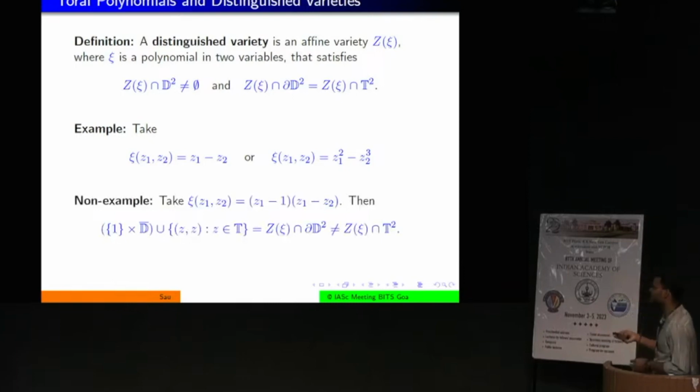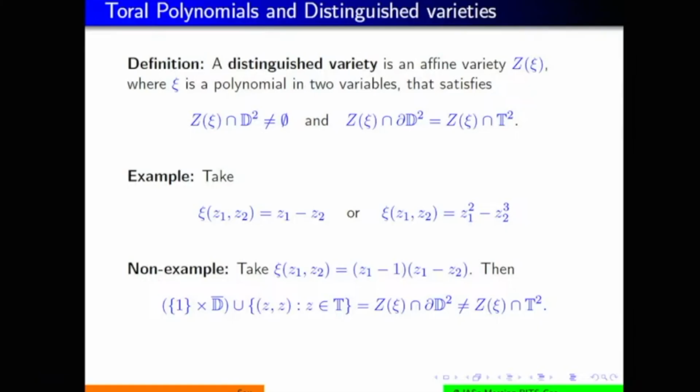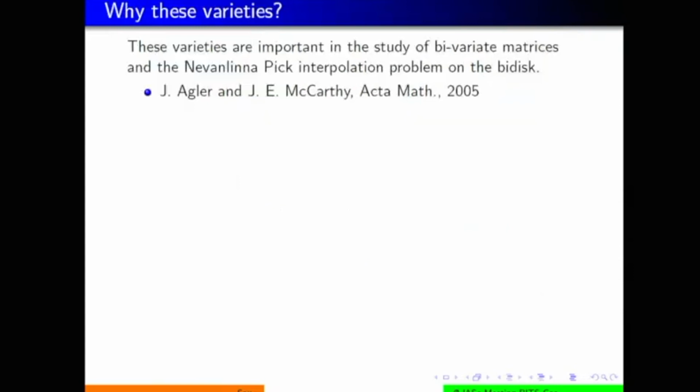Okay, and for a non-example, you can perturb the first example by multiplying by something that is not allowed. So, for example, the zero set might intersect the open bidisk, but it doesn't satisfy the boundary condition. Because, for example, (1, 0) is in the zero set, which is not in the torus. Neither is it in the open bidisk. Well, these varieties are important.